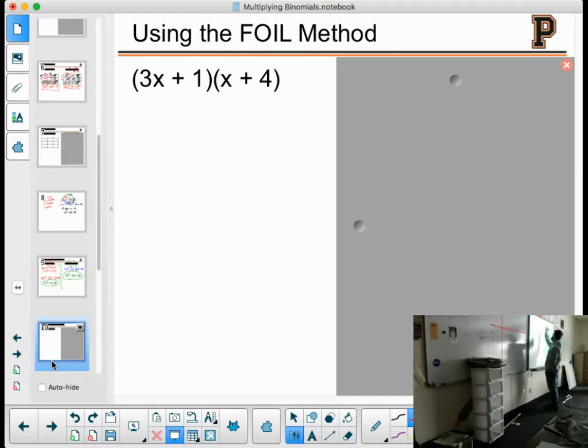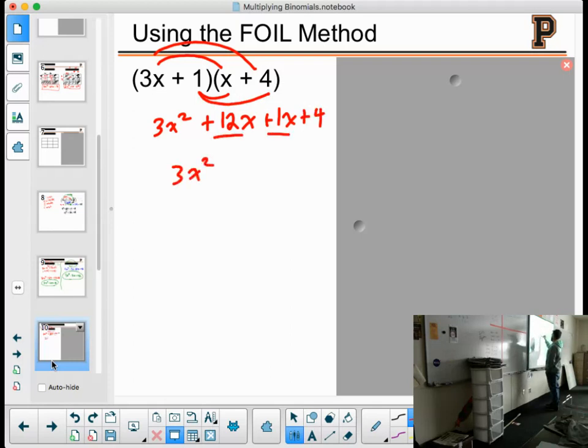All right. 3x times x, 3x squared. 3x times 4, 12x. 1 times x, 1x. 1 times 4, plus 4. Middle two terms combined. 3x squared plus 13x plus 4. Done.